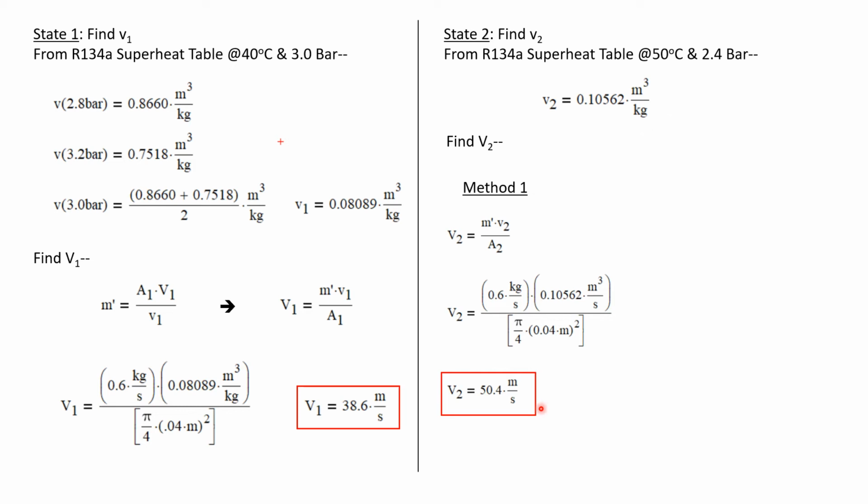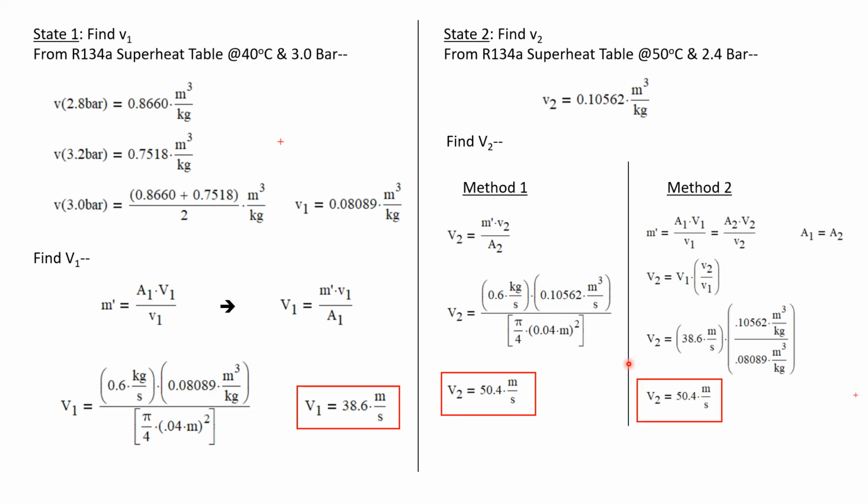Now let's find the velocity at state 2. And I can do that by 2 different methods. Let's look at the first one. I can say that the velocity at state 2 is the mass flow rate times the specific volume divided by the area, exactly how we found the velocity at state 1. And I'll put the proper values in for those variables and calculate that the velocity at the exit is 50.4 meters per second.